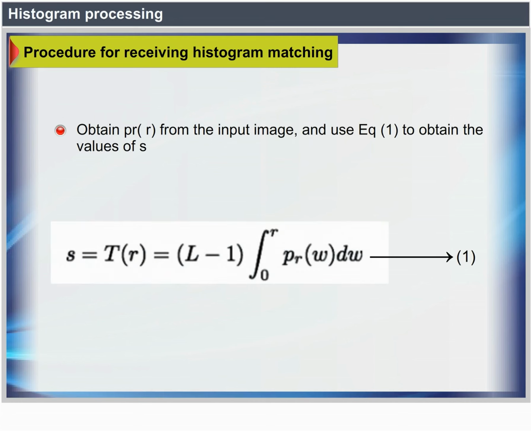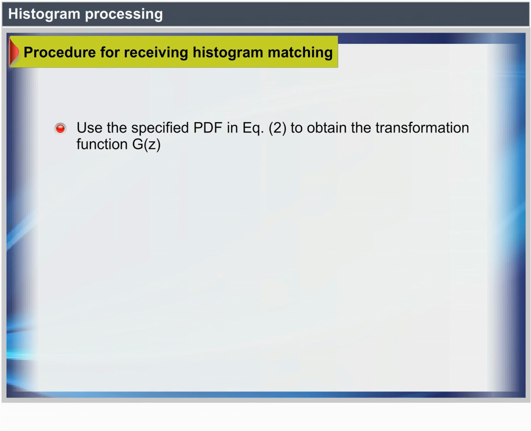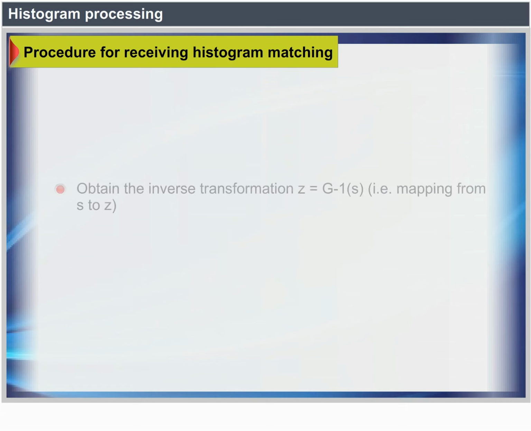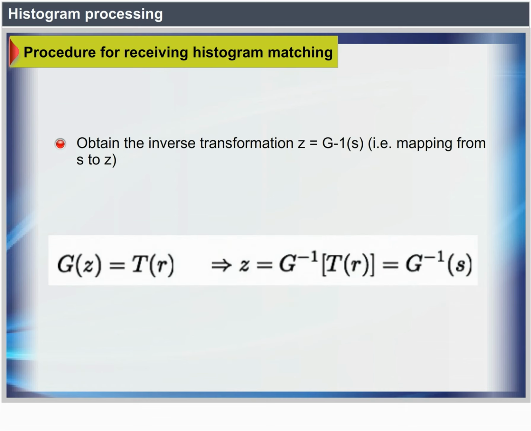For each pixel with value s in the equalized image, perform the inverse mapping z equals G minus 1 of s to obtain pixels in the output image. Discrete formulation of histogram matching equations are as shown on the screen.